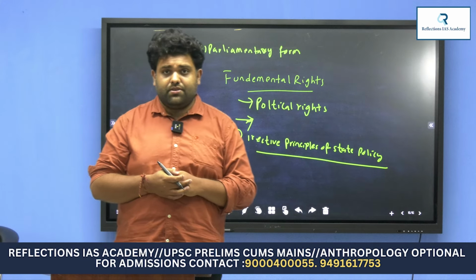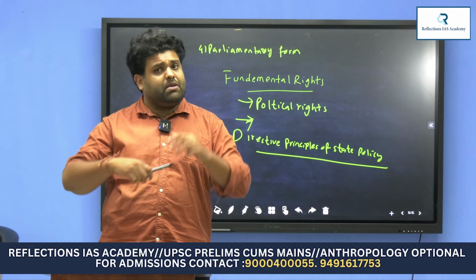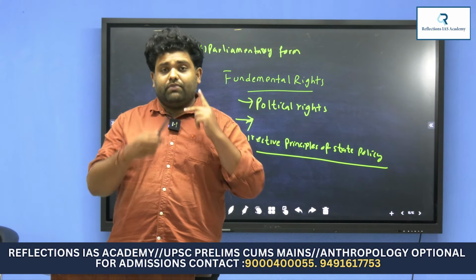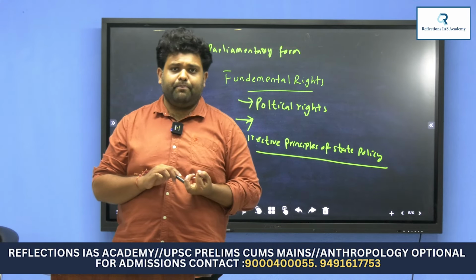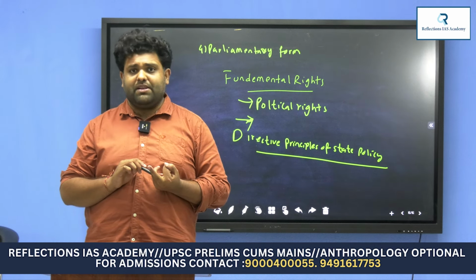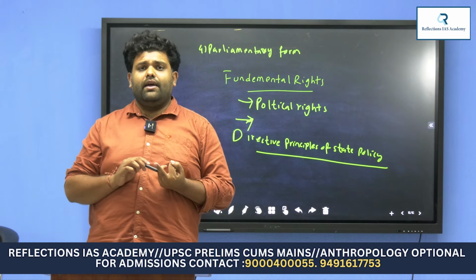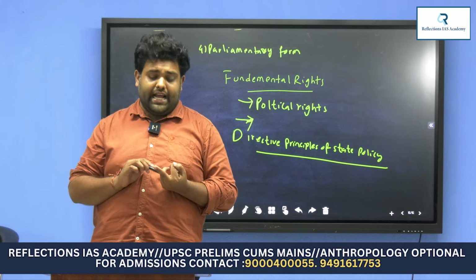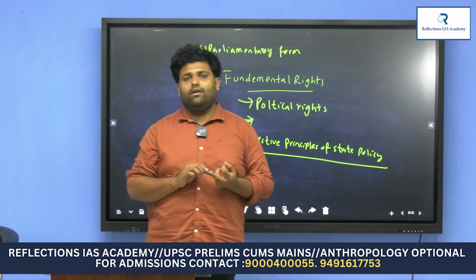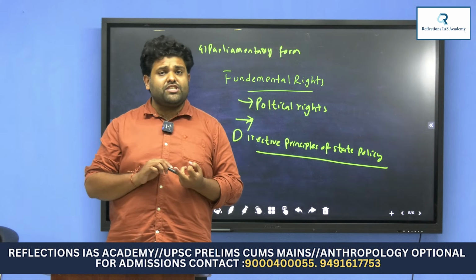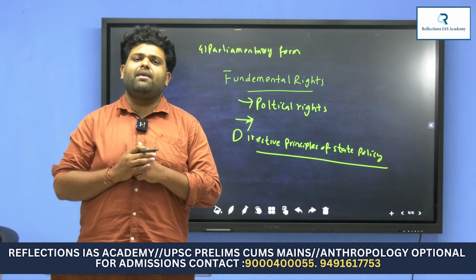Then we have independent bodies to see how well the government is functioning and to keep it outside the purview of political influence. What are those independent bodies? The Election Commission of India is an independent body. Then we have UPSC, the Union Public Service Commission. Then we have the State Public Service Commission. Then we have the National Commission for Scheduled Castes, National Commission for Scheduled Tribes, National Commission for Backward Classes, and the Special Officer for Linguistic Minorities. We have some independent bodies.